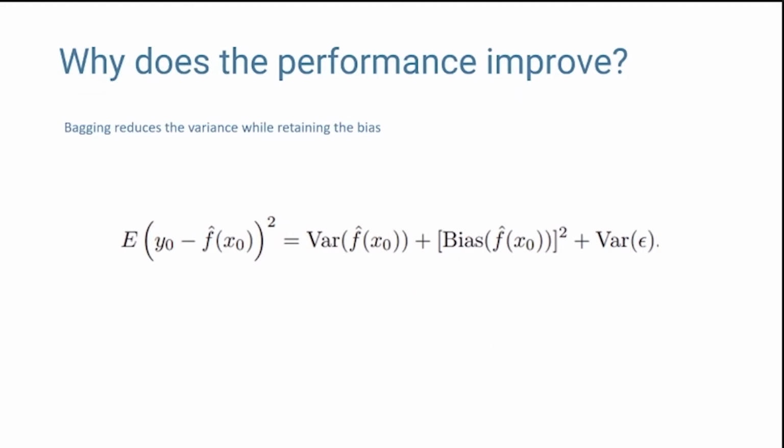Why does the performance improve? Why not just use a single tree? The answer is actually because of the bias-variance tradeoff. Bagging reduces the variance while retaining the bias. Now you know that as you increase the sample size of something, you decrease the variance of that thing. The bias-variance tradeoff looks at the variance of the estimated model. This is how the model changes as the data changes.